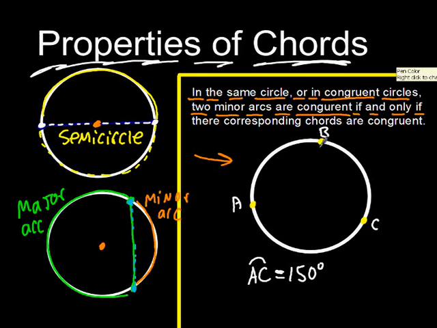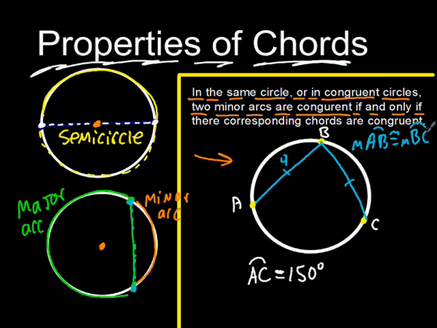Okay, now let's say that from B to A is a length, and from B to C is also a length. If this is 9, and I say the measure of AB is congruent to the measure of BC, that's an arc. Then if this is 9, this is also 9. And I know that arc AC, let's talk about this arc here, is 150 degrees.